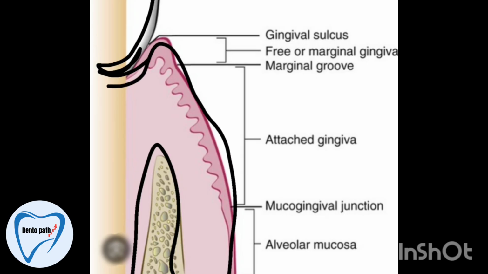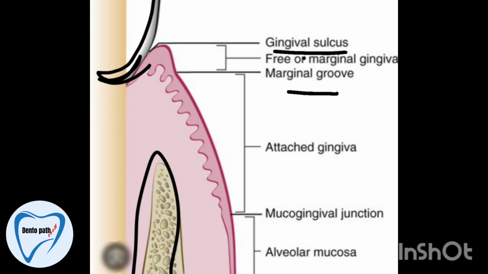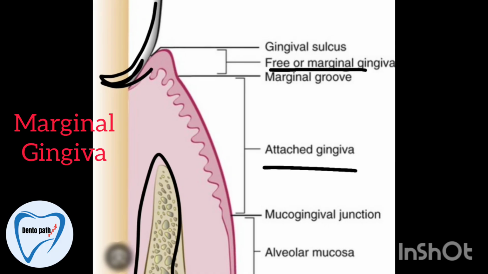This is gingiva. According to their position, gingiva can be classified into three parts: free or marginal gingiva, attached gingiva, and the interdental gingiva, which we can see in the next slide. So the marginal gingiva is also known as unattached or free gingiva. It is the terminal edge or border of the gingiva that surrounds the tooth in a collar-like fashion.